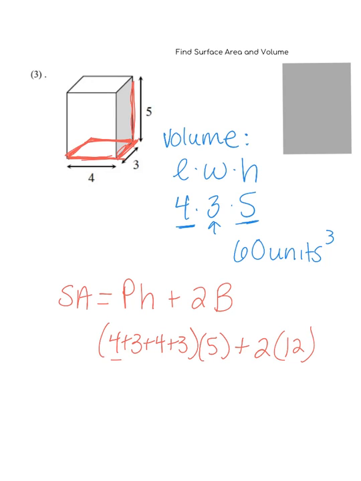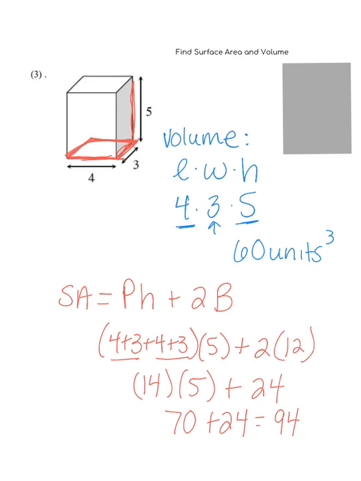All right, 4 plus 3 is 7. I have another 7, so I have 14 times 5 plus 24. And 14 times 5 is 70 plus 24. So it looks like I have 94 units squared is my surface area.